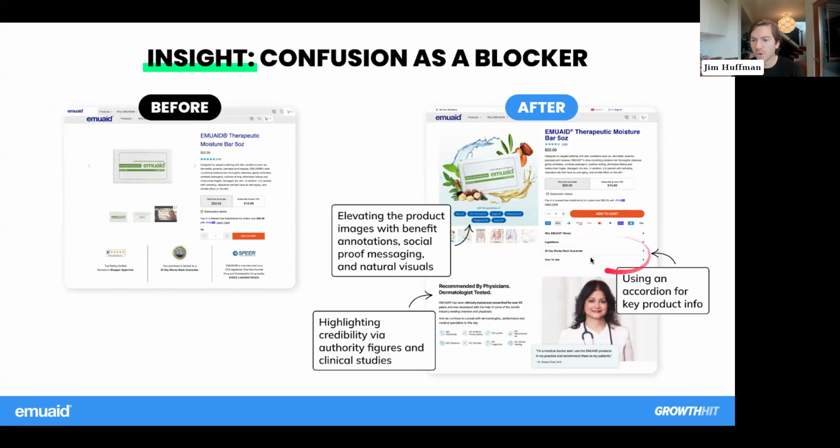Another thing with the accordion, we listed out the ingredients and also put in a how to use so we could really start to answer those questions. The other thing to address value or price was showing that it's recommended by physicians as their top over the counter product, and putting doctors in there that recommend it.